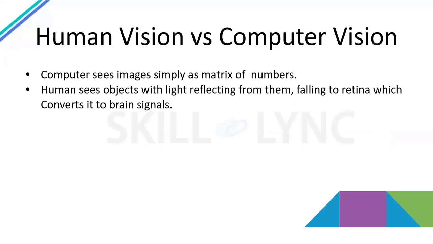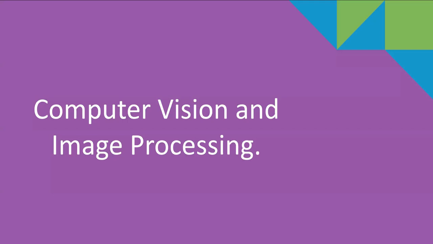As I told you, humans see objects in the context of light, and computers see an image in the context of matrices of numbers, right? So basically, it's simply a matrix of numbers. What is the difference between computer vision and image processing? Both are cohesive. Image processing is basically a subset of computer vision, right?